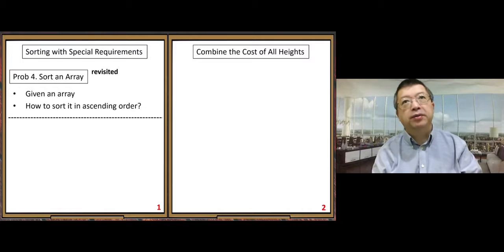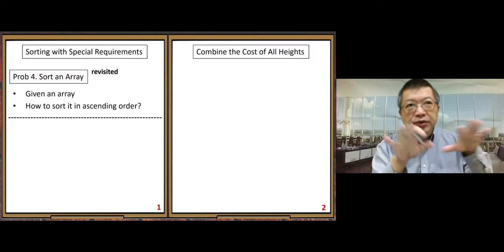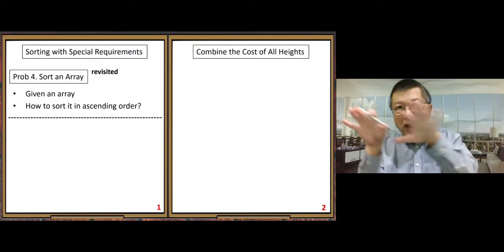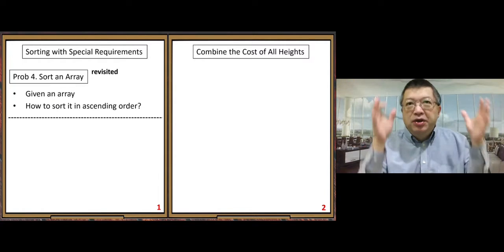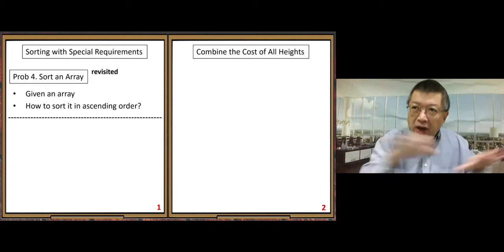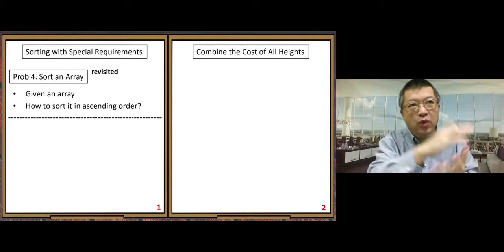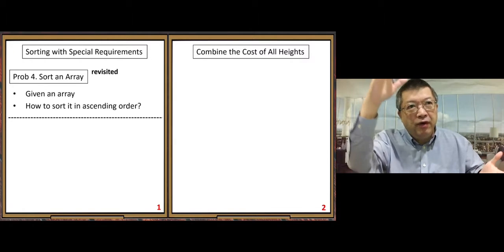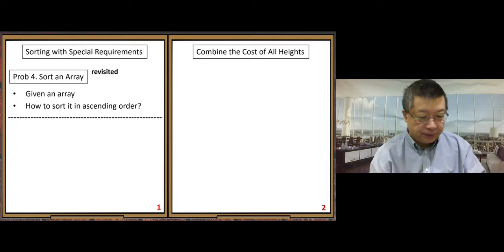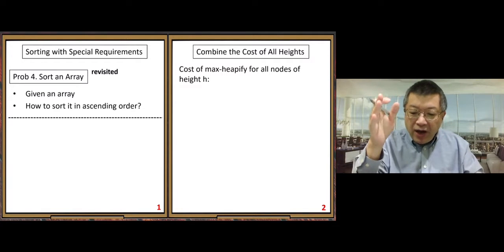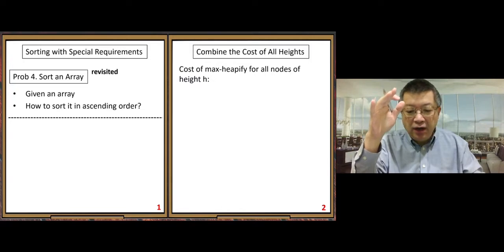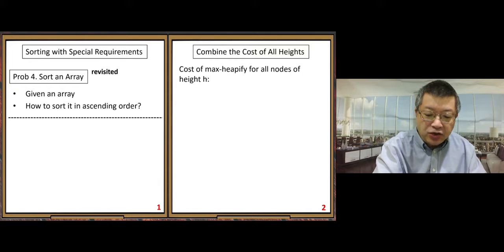When we build a heap, I showed you with one example, given an arbitrary array. So how do we go, level by level? Moving up. So let's look at the cost for each level. Then we add up the cost of all the levels. Cost of max heapify for all nodes of height h.